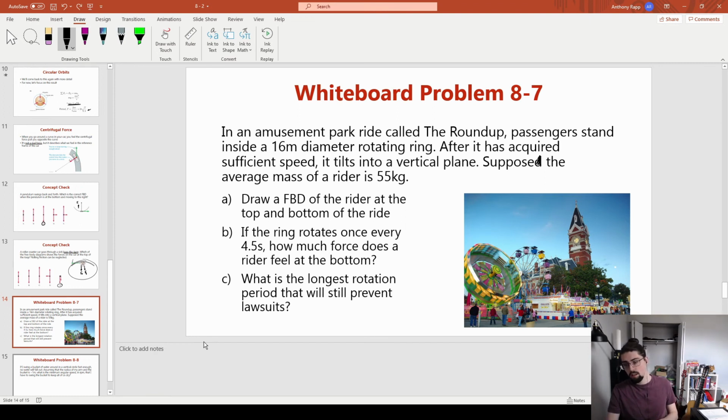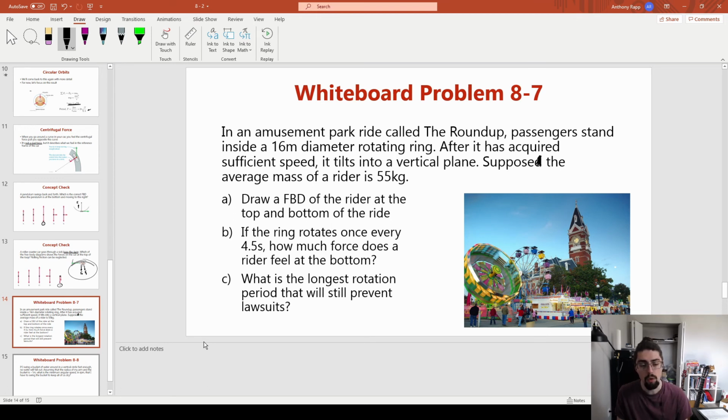Suppose the average mass of the rider is 55 kilograms. Draw a free body diagram of the rider at the top and the bottom of the circle. If the ring rotates once every 4.5 seconds, that is the period, is 4.5 seconds, how much force does a rider feel at the bottom? And what do we talk about? Every single time we talk about how much force does a rider feel, what are we asking about? Kind of like, what do you feel is your relative weight?